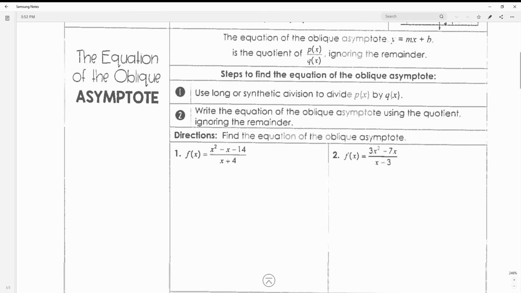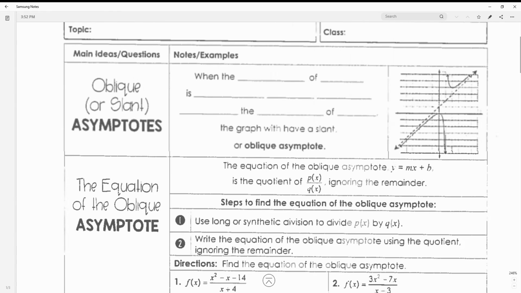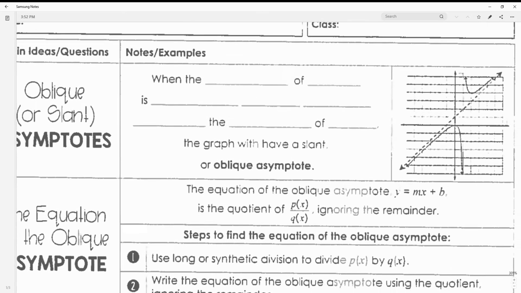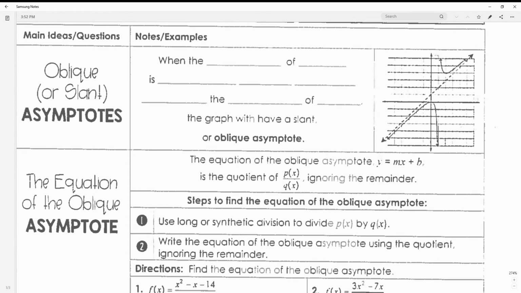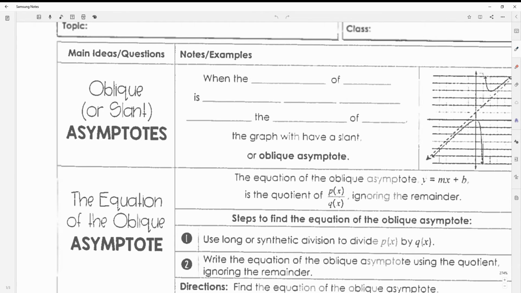If you're a person who didn't request a packet, so I didn't make one for you, then go ahead and fill out your own separate notes. Make sure that you pause when you need to write stuff down, and then push play when you're ready to start copying stuff down. So I am going to explain what specifically oblique slash slant is, a slanted line. Okay, so that's basically what's happening here. So let's go ahead and fill out these blanks together.